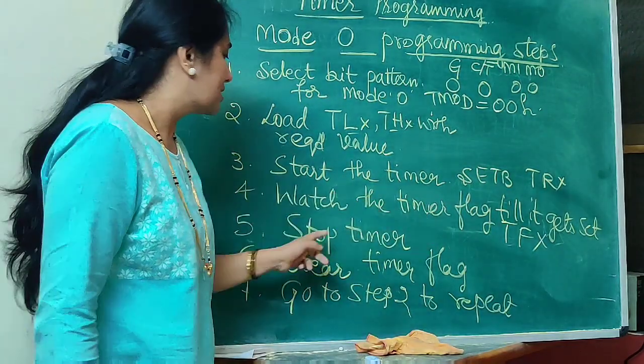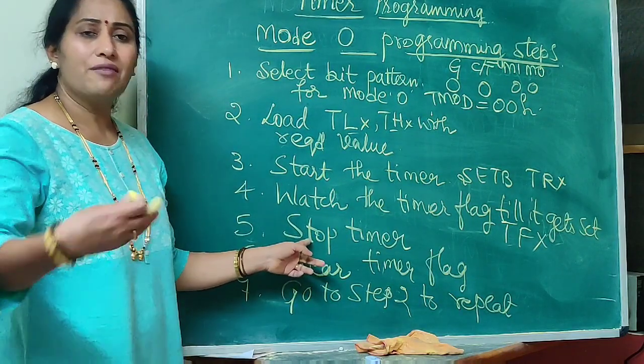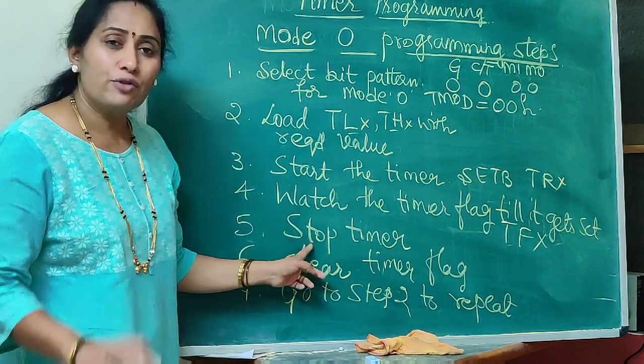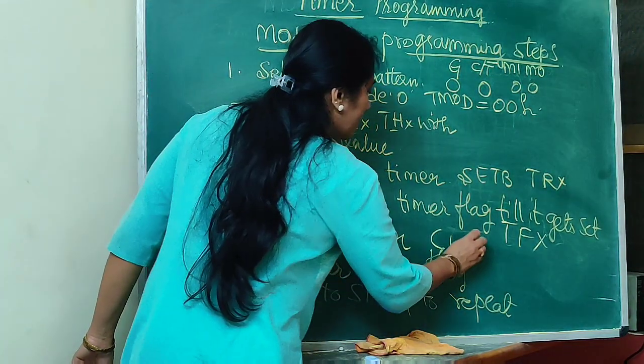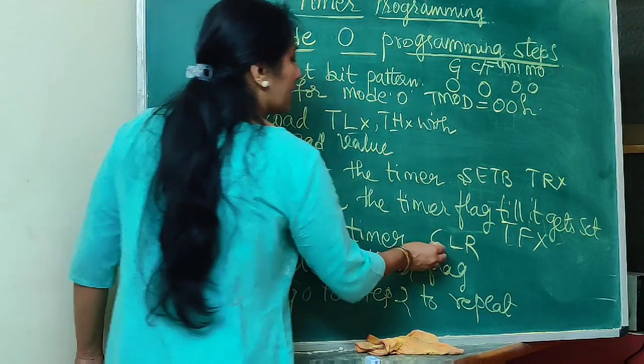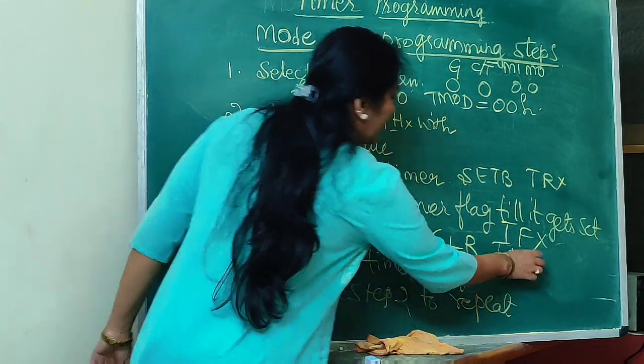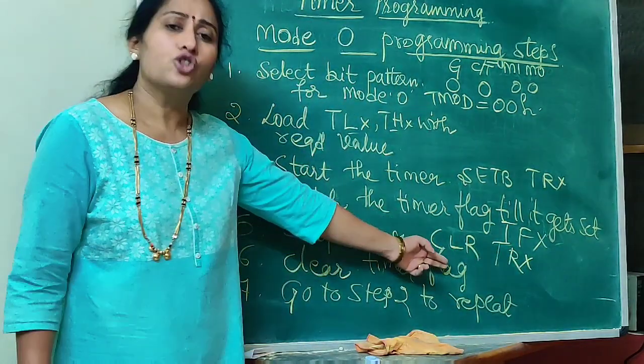Right? Once it gets set, it means that we have generated the required delay. So we have to stop the timer. How are we going to stop the timer? Just by writing the instruction to clear the bit TRX. It is nothing but stopping the timer.